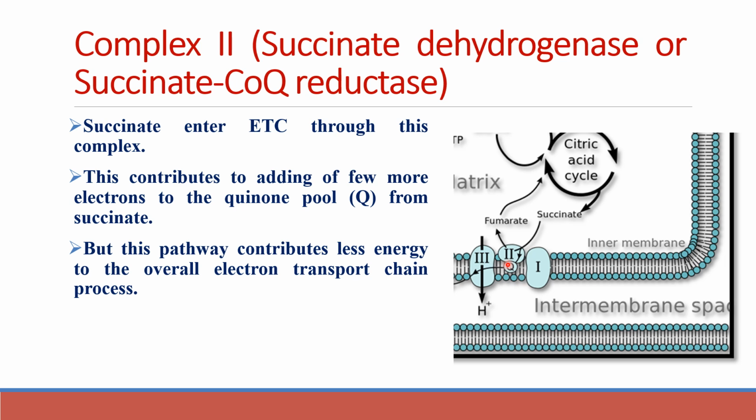as compared to NAD+. So what you see here is that when succinate enters, it transfers electrons to ubiquinone over here. So there is no entry through complex 1. It goes directly to complex 2, then to ubiquinone, and then to complex 3.